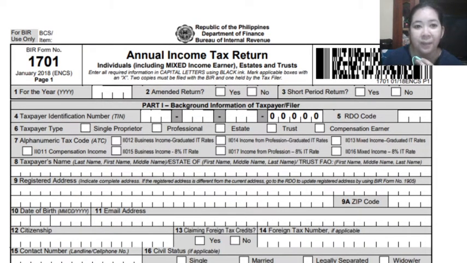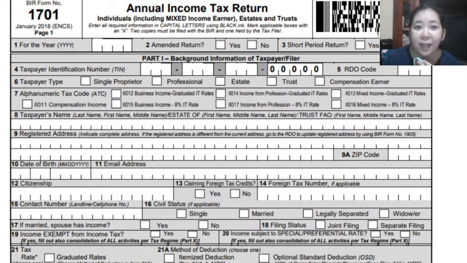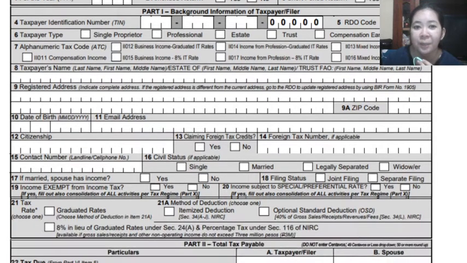It has the items to be filled in for the year, whether it is an amended return or a short period return. The taxpayer TIN, and the taxpayer type, whether a single proprietor, professional, estate, trust, or compensation earner with other source of income. Another is, of course, the taxpayer's name, which is very important, registered address, date of birth, and citizenship. So the basic information of the taxpayer should be filled in on this form.